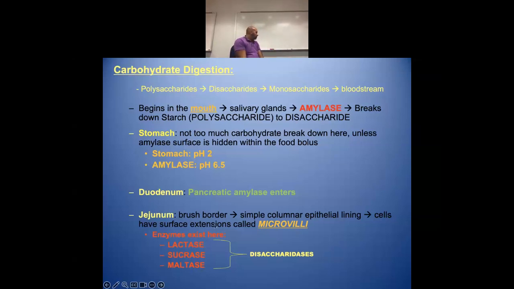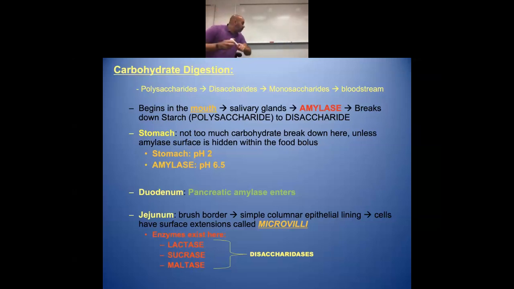So what happens if you don't have lactase? Let's say we're in your jejunum. You don't have the brush border enzymes to break down a disaccharide. You can't absorb it. If you can't get to the monosaccharide, you can't absorb it. Can't pull it in. So it keeps on going on its merry way.